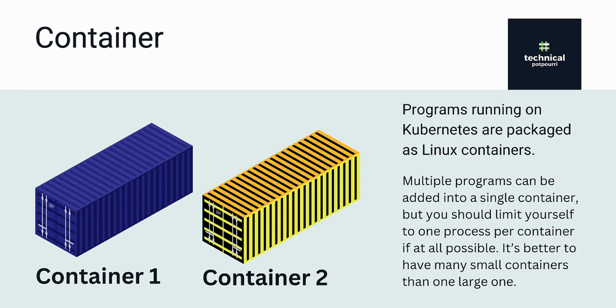So let's talk about containers. Programs running on Kubernetes are packaged as Linux containers. It allows you to create a self-contained Linux execution environment. Any program and all its dependencies can be bundled up into a single file and then shared on the internet. Multiple programs can be added into a single container, but you should limit yourself to only one process per container if possible. It's better to have many small containers than one large one. So with that, we'll move to the next one.